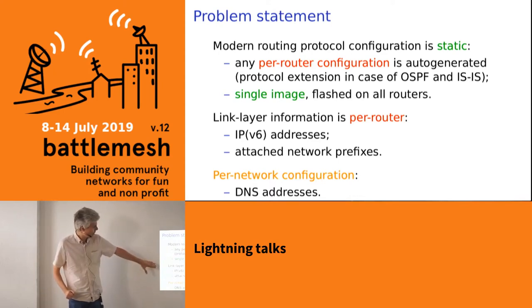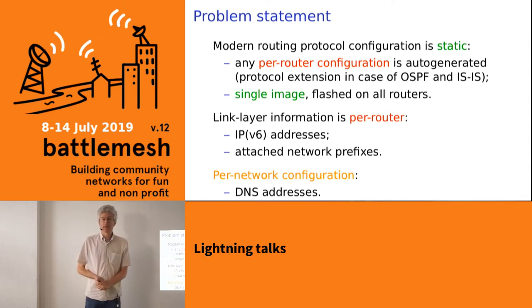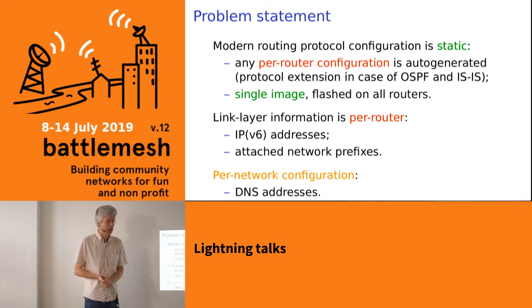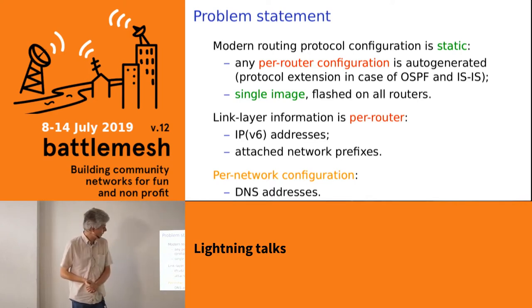However, there is link layer information, and this information, and that's a mistake, network layer information, and that is per-router. So you need to put different IPv6 addresses on your different routers. You need to choose what are the attached network prefixes if you have client interfaces, and that means that you have to log in to every single one of your routers by hand.